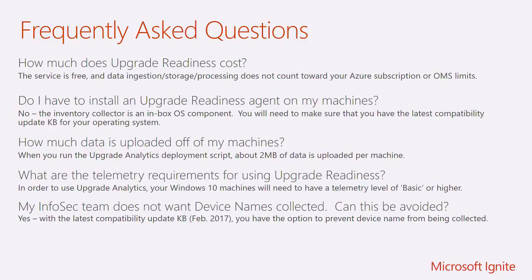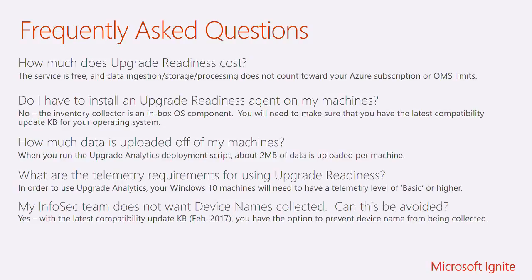Do you have to install some sort of agent on your machine to benefit from Upgrade Readiness? The answer there is no. So we use a built-in operating system component to collect the telemetry data from your machines. So all you'll need to do is for Windows 7 and Windows 8.1 machines, run our Upgrade Analytics deployment script. That will set all of the necessary registry keys, which will opt you in to sending the right data. And then for your Windows 10 machines, you'll need to set your telemetry level to basic or higher, and then you'll also need to run that script in order to set the right registry keys so that we can identify a machine as yours and get the right data off of those machines. How much data are we going to be collecting off of the machines?